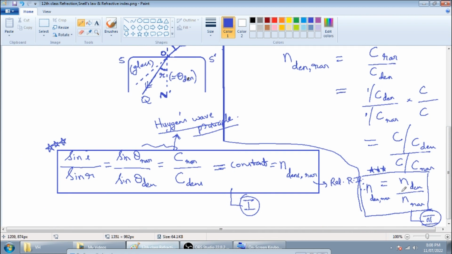So this is the next very important result related to the refractive index. So this is a simple relation between relative refractive index and the absolute refractive indices for two different media, a denser and a rarer medium.